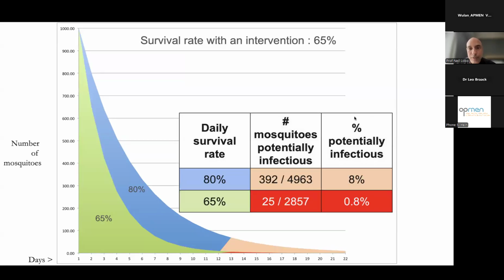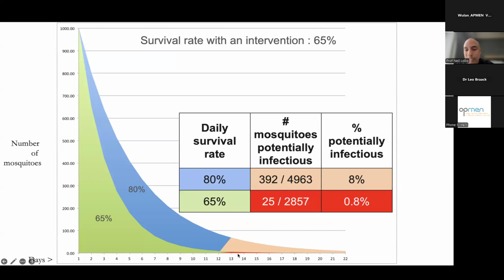Now, let's look at an intervention. Let's say we have an intervention that reduces the survival rate from 80% to 65%, and that's a 15% reduction. Now that we see over here, which is the green, the 80% in blue is what we saw previously. And the green now, you can see that even though we had only a 15% reduction in life expectancy, look at the red. These are the potentially infectious mosquitoes compared to this orangish color here.